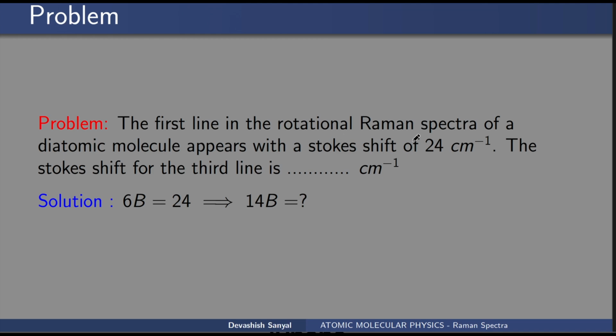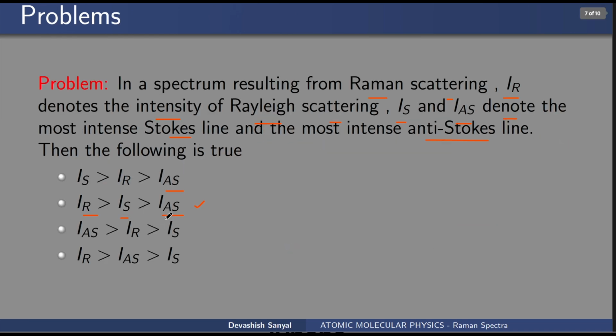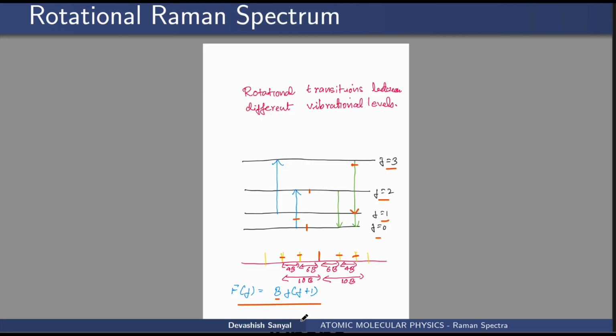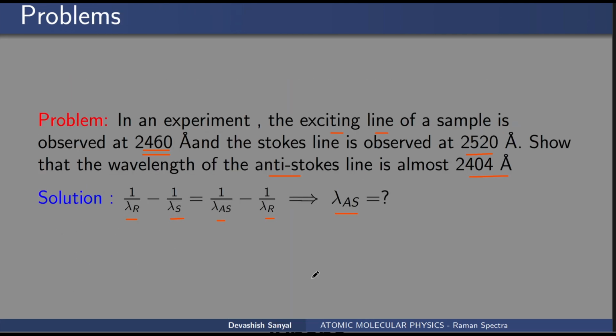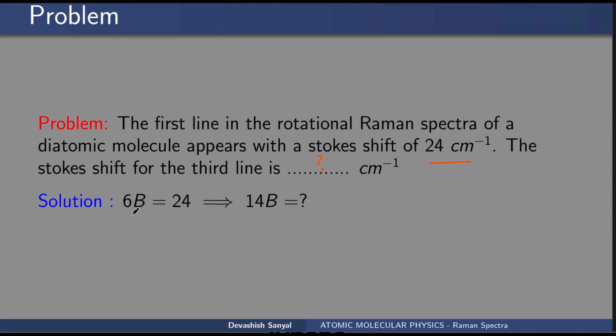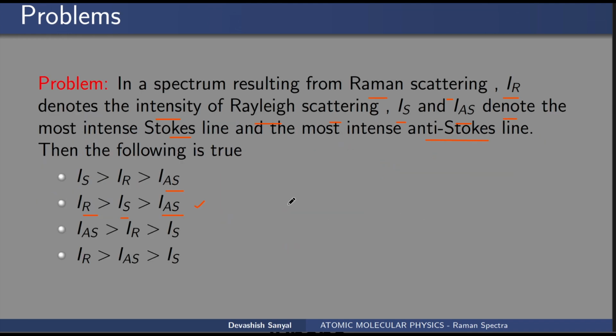The first line in the rotational spectrum of a diatomic molecule appears with a Stokes shift of 24 centimeter inverse. Stokes shift means it has a lesser frequency shift, and you have to fill in the blank, what will be the Stokes shift for the third line. So the first Stokes shift we have seen here happens at 6B. It happens at 6B. 6B is equal to 24.